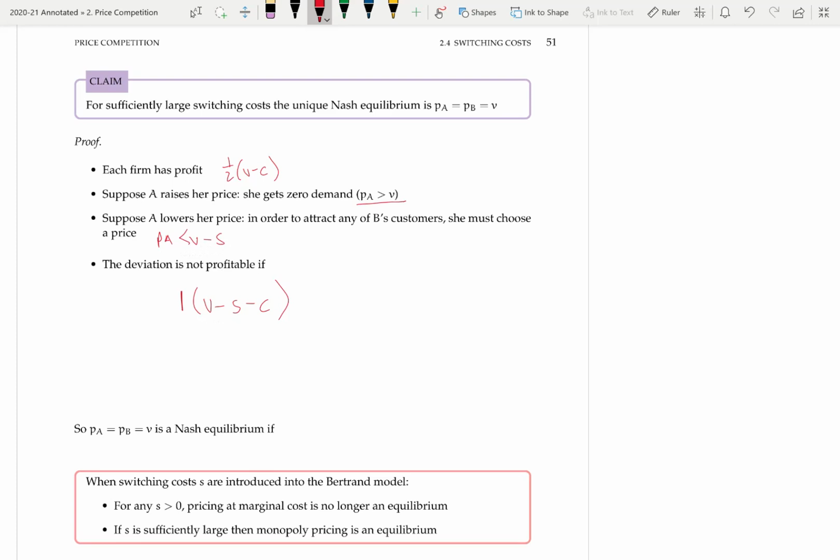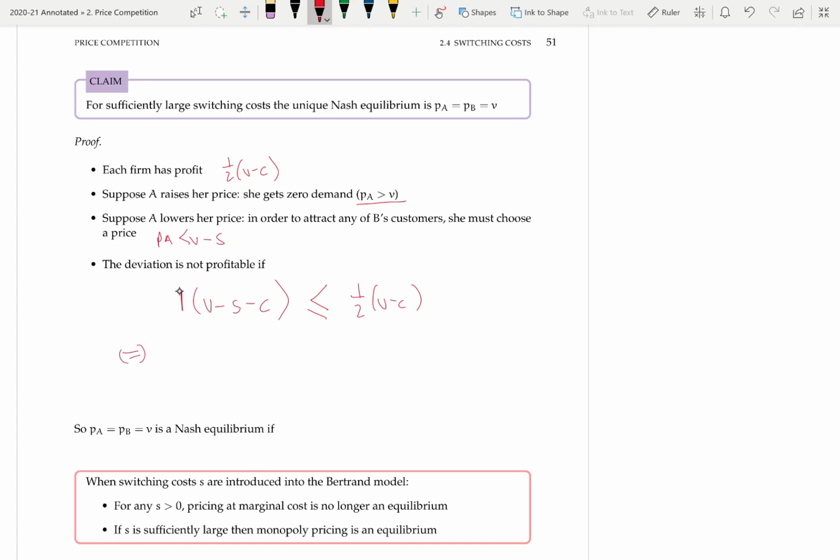Now, when is this quantity less than or equal to A's profit when she prices at V? Well, we look at the profit she gets when she prices at V and see when is that larger. So when is the profit from pricing at V greater than or equal to the profit from pricing at something slightly less than V minus S? So let's rearrange this inequality.